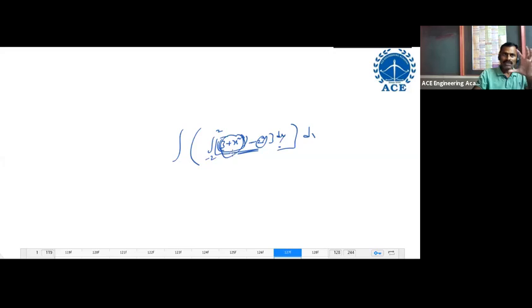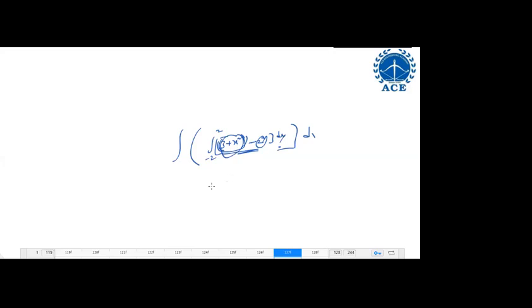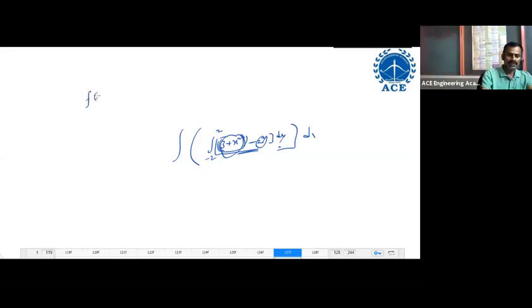This is constant. A constant is an even function. Every constant is an even function. Let us take f of x equal to k. How to check even function, odd function? f of minus x equal to f of x is an even function. If I replace x with minus x in this function, no change. This is the same as f of x.